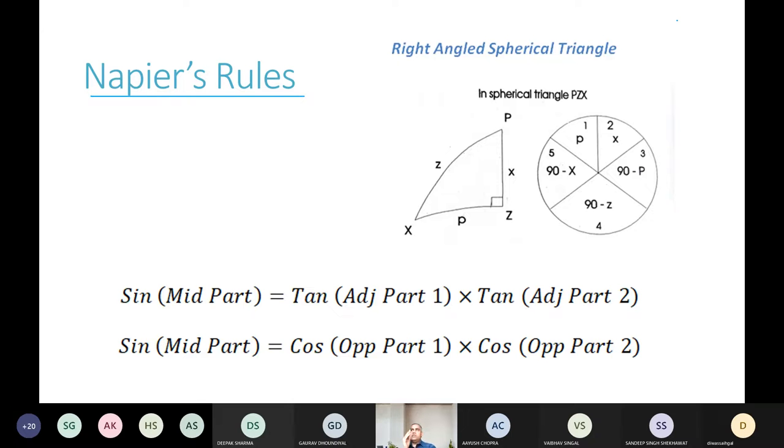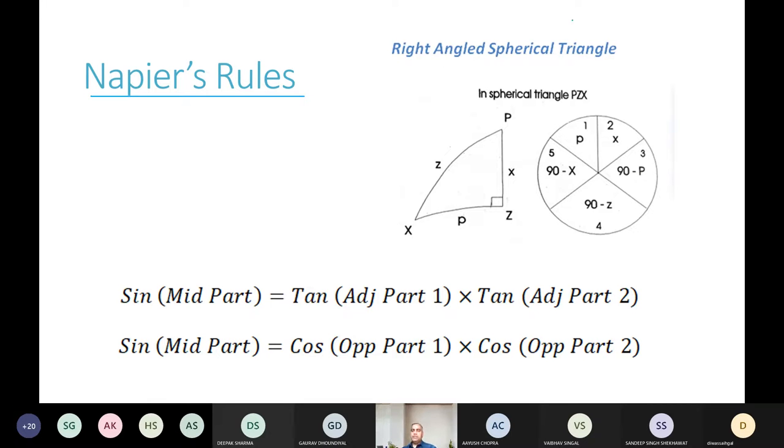So if we apply the Napier's rule, it makes solving the spherical triangle very, very easy. Other than the 90 degree part, you need to know any two parts of the triangle and the entire triangle can be solved. Now, how do we apply this?